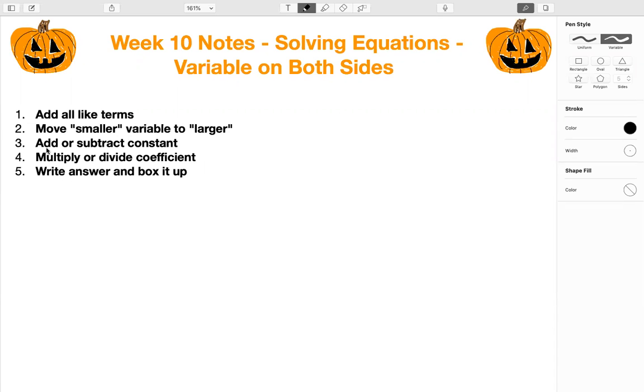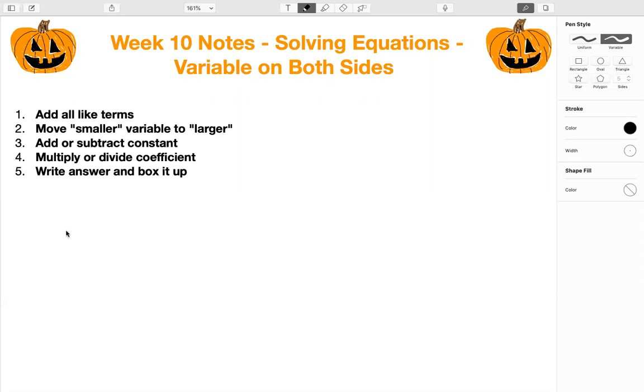I'll explain what that means. Then we're going to add or subtract the constant. We've done that. And then we're going to multiply or divide the coefficient. We've done that. We've done both of these, 3 and 4, the last couple weeks. Then we're going to write our answer and box it up.